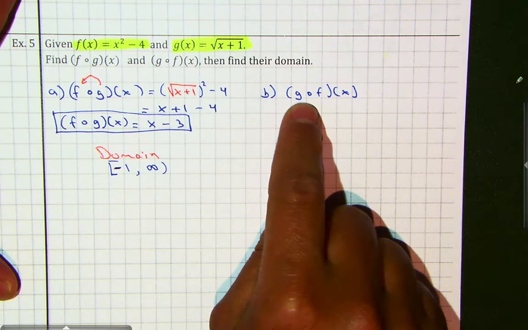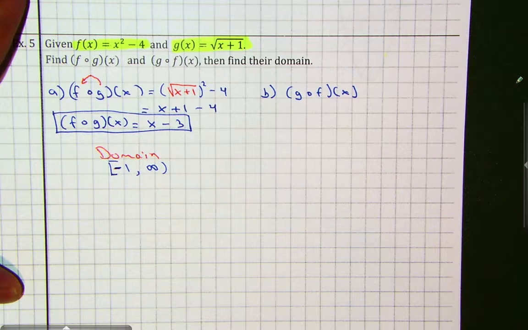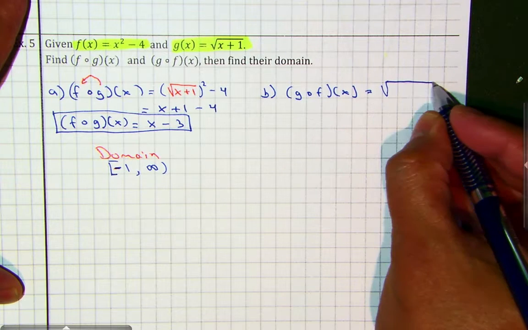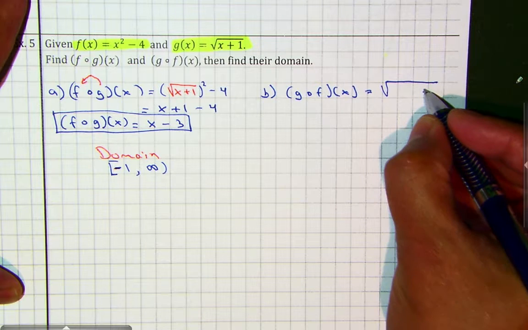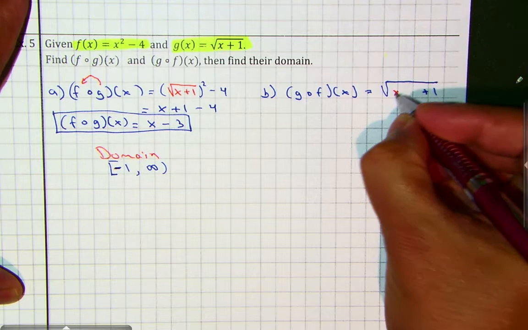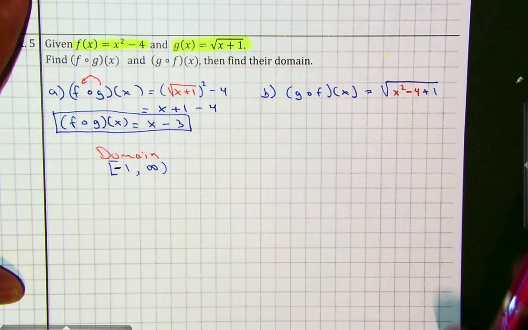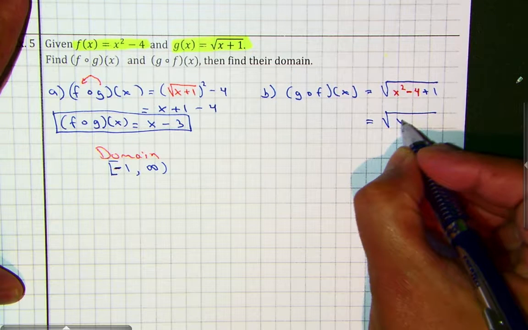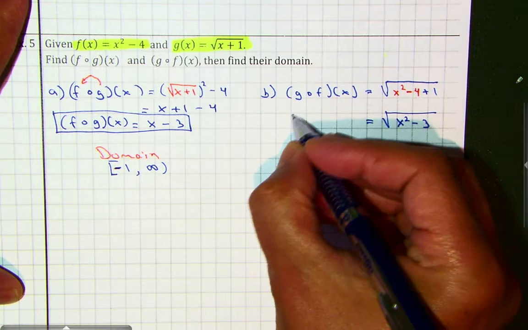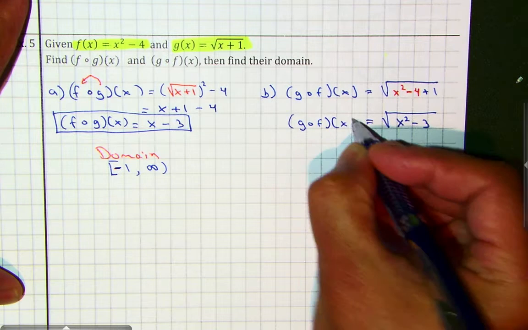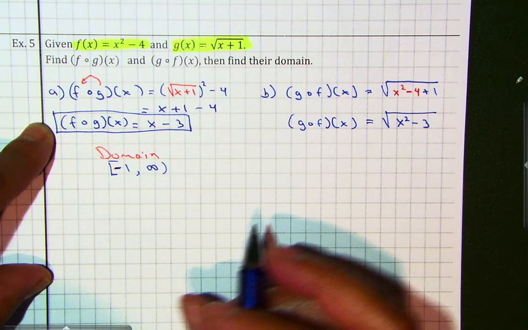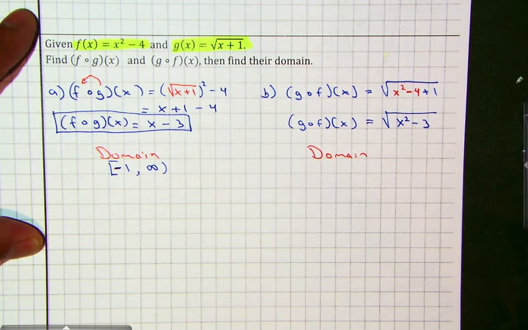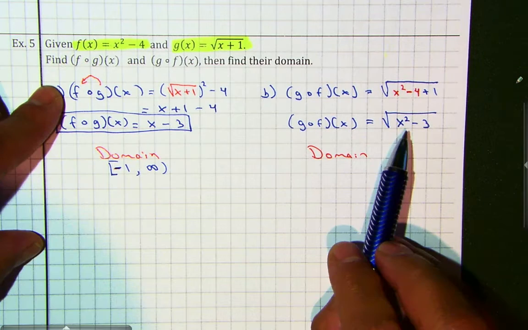So in this case, when we have g of f of x, we are going to plug the f function inside the g, so therefore that'll be the square root. Instead of x, I'm going to leave it as x squared minus 4. And now I can simplify, so that will give me the square root of x squared minus 3. We have g of f of x. So therefore, what is the domain? That is the question. What values can I plug in for x?